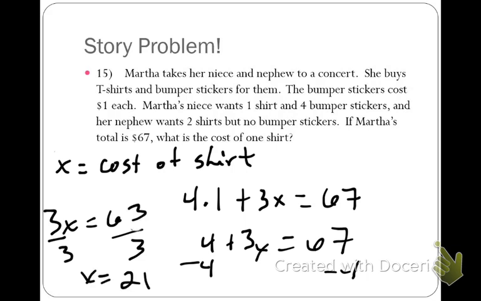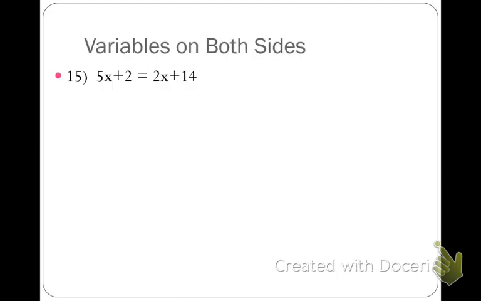So x is 21. So the cost of a shirt is $21. Okay? It was what? $21? Yeah. All right. Any major issues, questions there? Okay. Then let's keep progressing here.